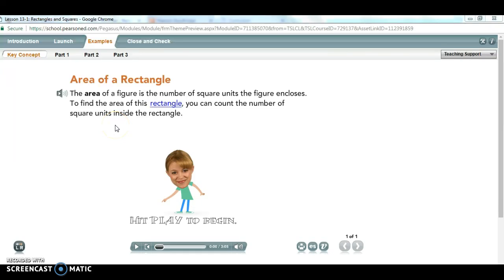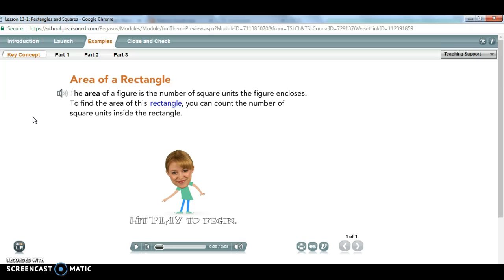We are in lesson 13-1. We're going to be talking about area, more specifically in this case, rectangles and squares. We have skipped over the launch problem and we're going right into this key concept. The area of a figure is the number of square units the figure encloses.